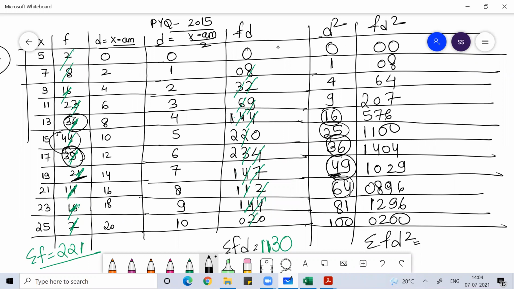Plus 1. Do the sum of this, sum of FD square. Cut this and paste it somewhere.